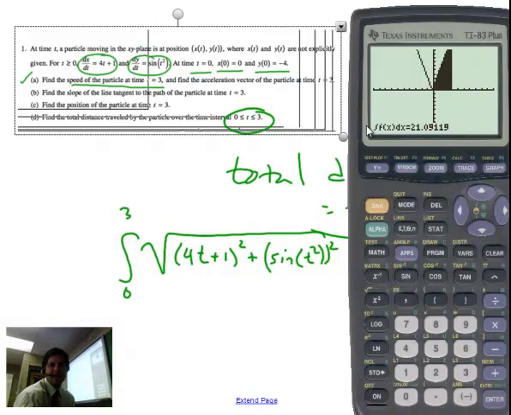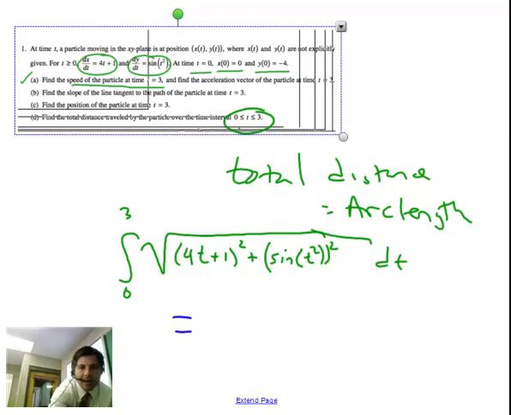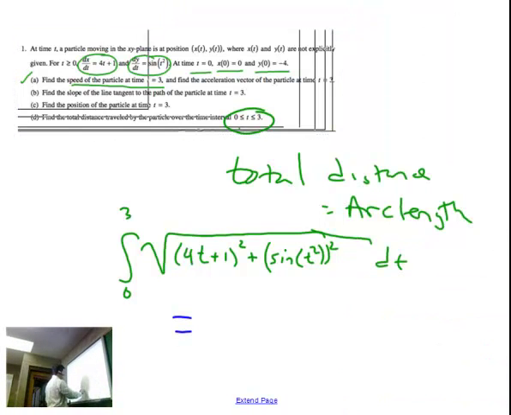And that's it for today. So arc length, including an interesting BC problem that we did using parametric equations. Our final answer, total distance traveled, where we used the arc length from the integration, is 21.1 units. And we are done.